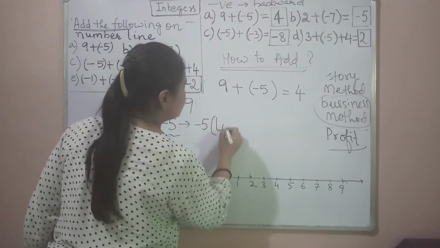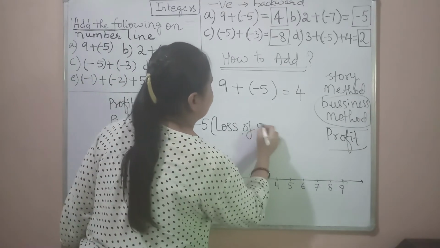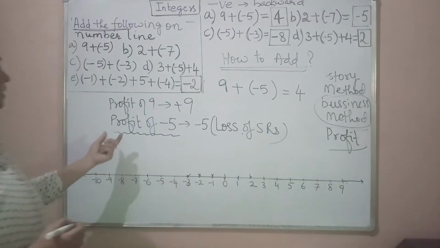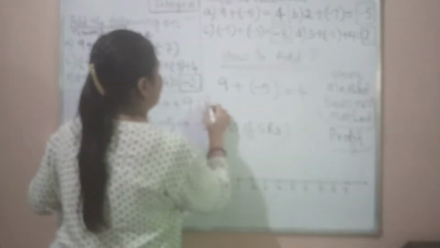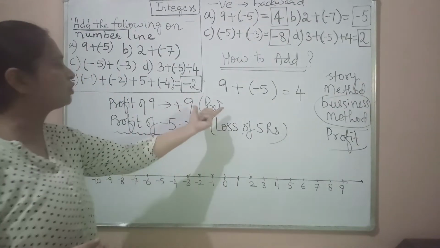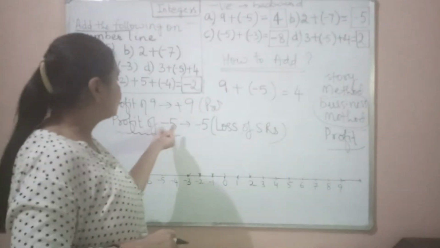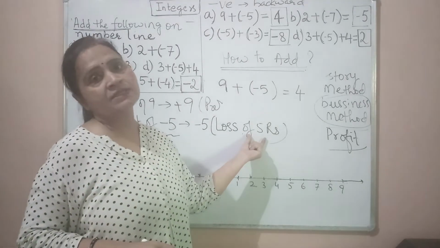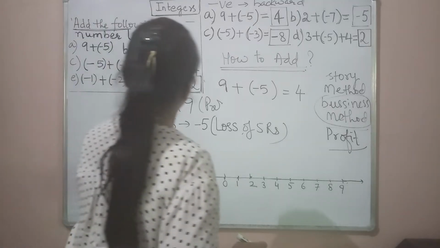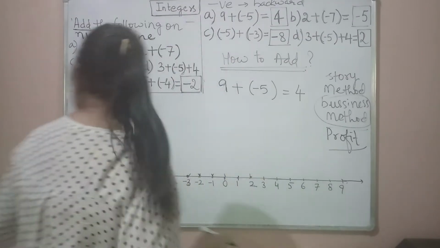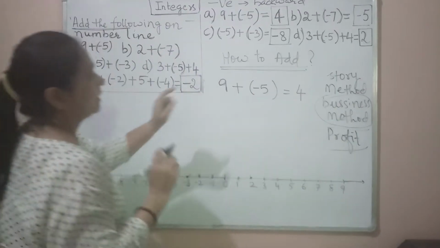What should we understand from this? This is a loss of 5 rupees. Profit of 9 rupees means obviously it's profit of ₹9, and profit of -5 means loss of ₹5. We did it in our previous video. I had explained that whenever we have a negative sign, we do it in a story method.